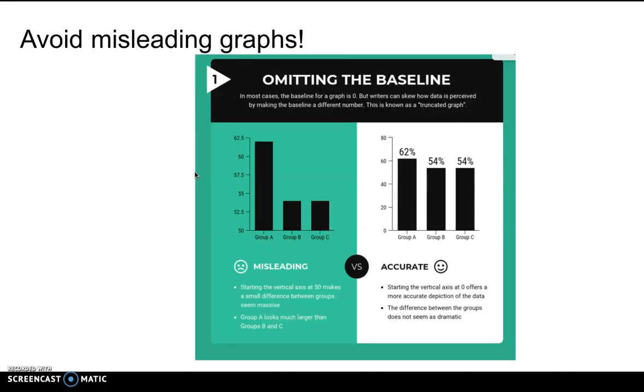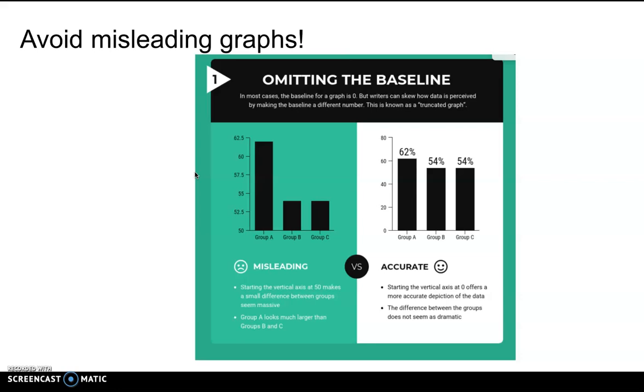free of bias. Something else I want you guys to think about is how to avoid misleading graphs. We're going to talk about how we can communicate our findings in a clear way that isn't influenced by bias. So this is just an example.